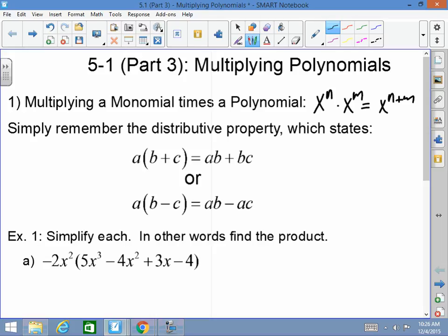You also have to remember the distributive property. Please remember that the distributive property simply states that when I have something on the outside of a polynomial, I'm going to multiply that value to everything inside of the polynomial. Doesn't matter if what's inside of the polynomial is being added or subtracted. The outside value will be multiplied to the inside value of that polynomial. If you can remember the distributive property and the product rule of exponents, you've got this lesson down.